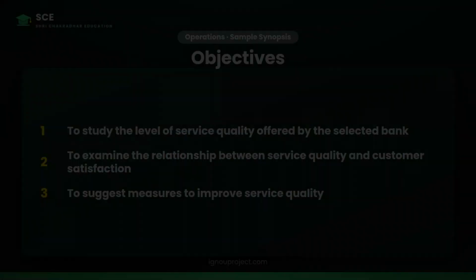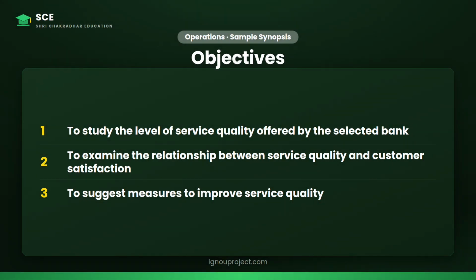Next, the objectives. 3. Clear and measurable. 1. To study the level of service quality offered by the selected bank. 2. To examine the relationship between service quality and customer satisfaction. And 3. To suggest measures to improve service quality and customer satisfaction.